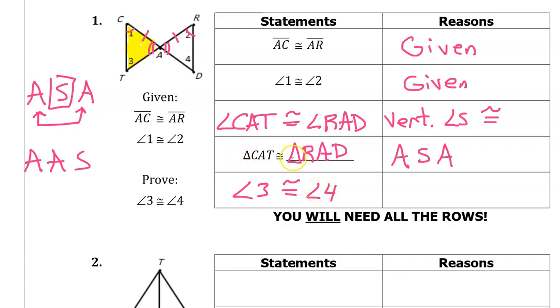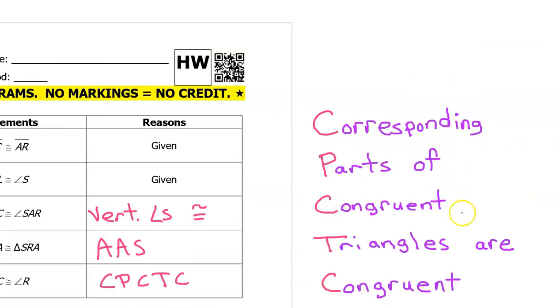Well, when you've already proven that the triangles are congruent and you want to go ahead and say that an additional pair of corresponding parts are congruent, the reason will always be CPCTC. Looking back at our work from a previous video, CPCTC stands for corresponding parts of congruent triangles are congruent.